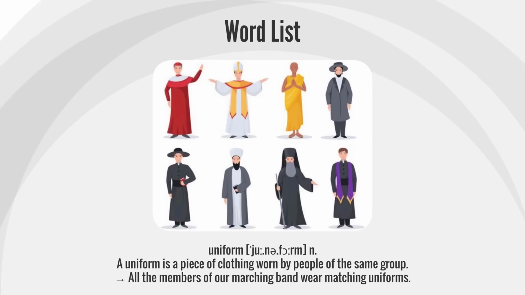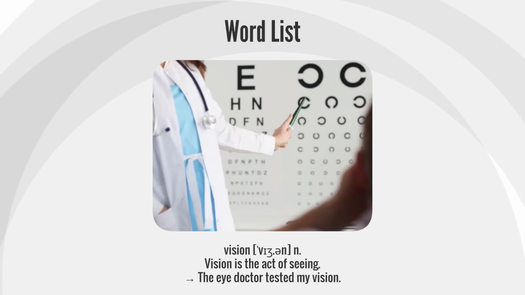Uniform. A uniform is a piece of clothing worn by people of the same group. All the members of our marching band wear matching uniforms. Vision. Vision is the act of seeing. The eye doctor tested my vision.